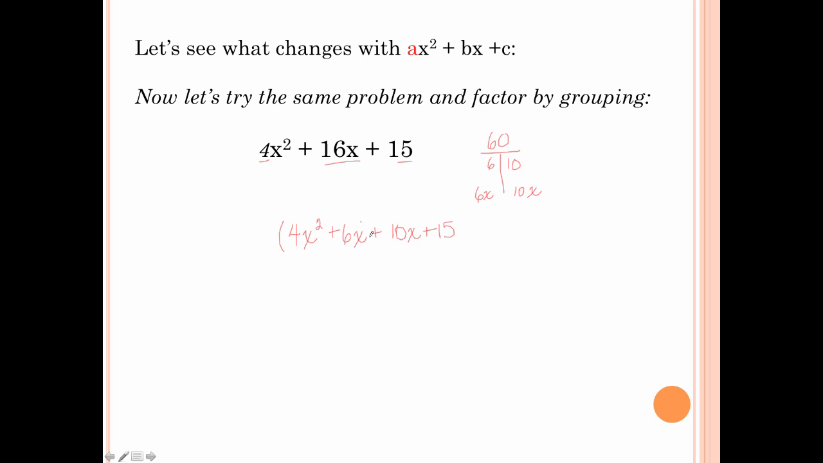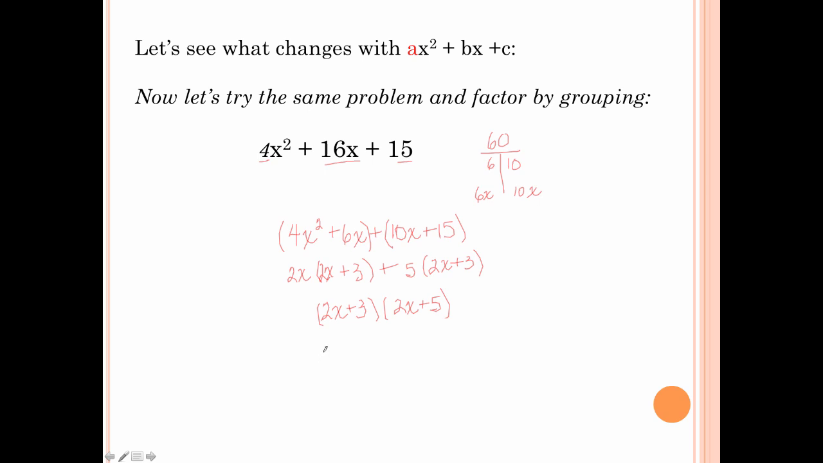So I'm going to put these two together and these two together. I'm going to take out a 2x from this binomial, leaving me with 2x plus 3. And I'm going to take a 5 out of here, which leaves me with 2x plus 3. Factoring out my greatest common factor, 2x plus 3 times 2x plus 5. And I have the exact same binomials that I had in my last slide.